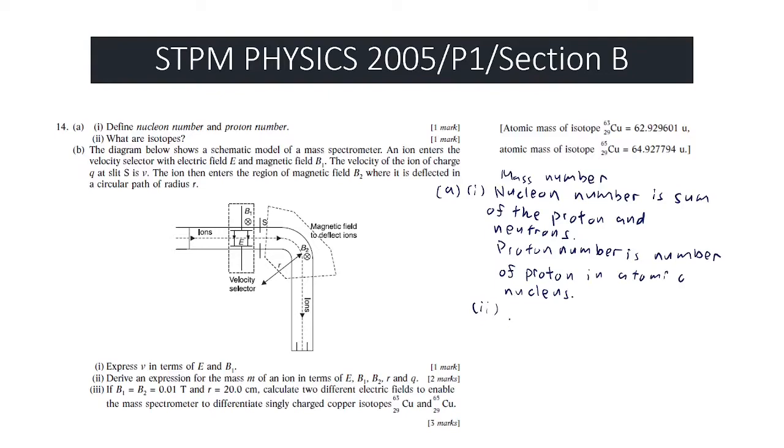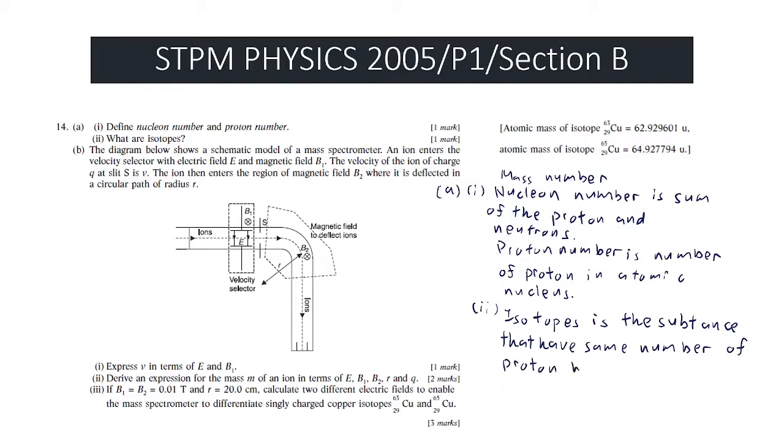And now A2, what are isotopes? So isotopes are substances that have the same number of protons but different numbers of neutrons.